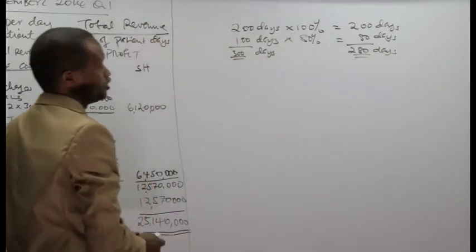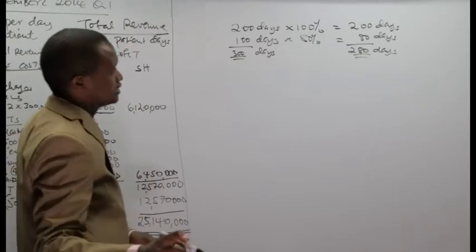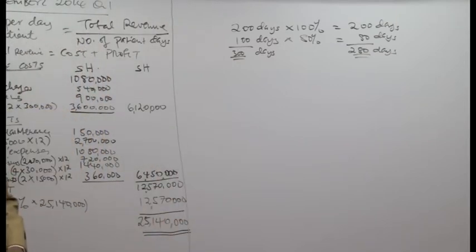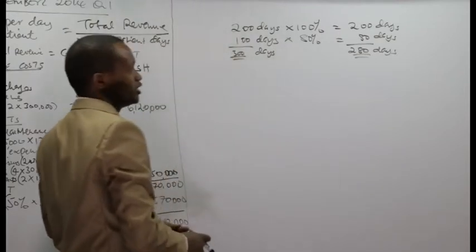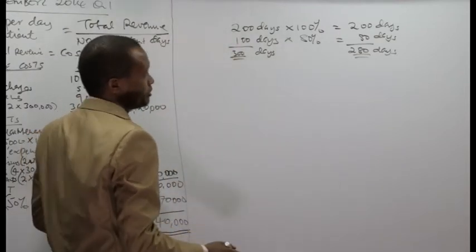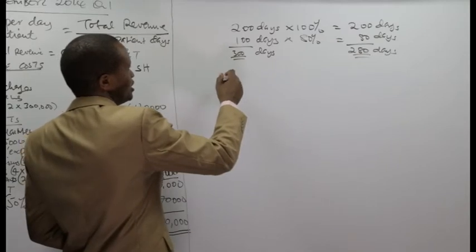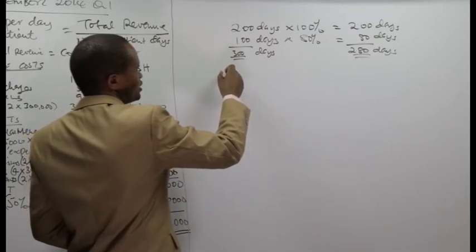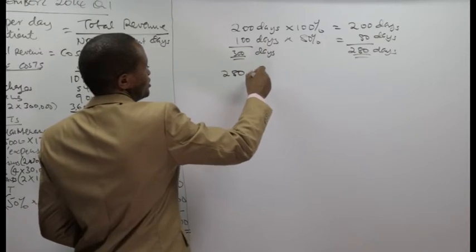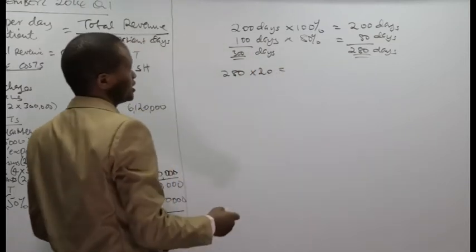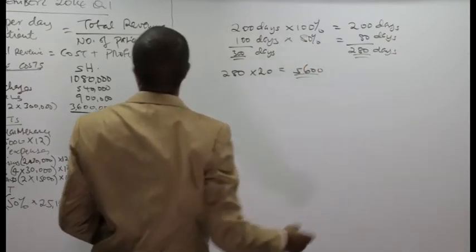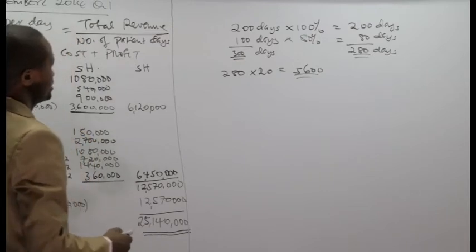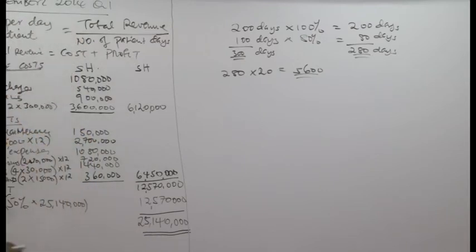But don't forget again, we've been told from the first sentence that Afya Bora has a capacity of 20 beds. So how many beds are we talking about here? We are talking about 280 times 20, which is equal to 5,600. Okay, so that is our number of patient days. So we can now calculate the charge per day.